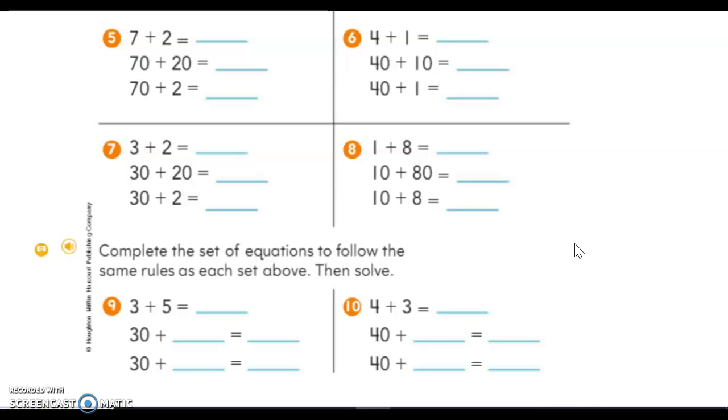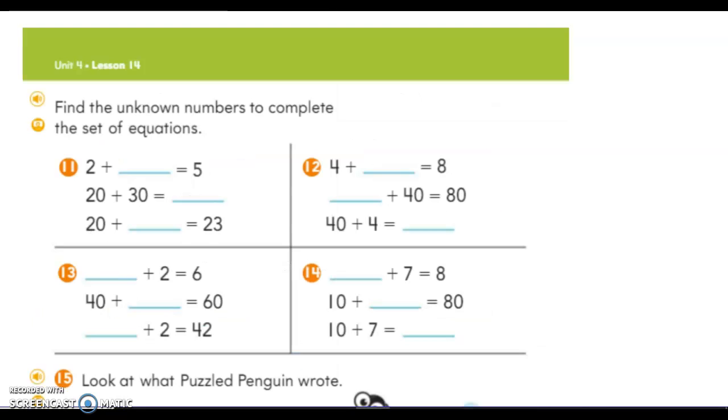Look at numbers 9 and 10. So it says complete the set of equations to follow the same rules as each set above. Okay, so for example, here you can see they did 3 plus 2, 30 plus 20, and 30 plus 2. So here they started us off with 3 plus 5. Then it would be 30 plus 50, and then 30 plus 5. Okay? We're going to head to the back side.